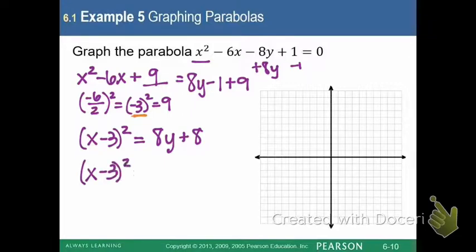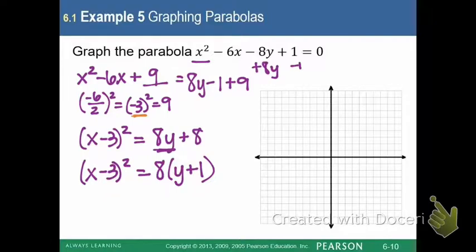So then my last step to get this into standard form: the left side is good. x minus 3 squared equals. Over here, I have to take out whatever is in front of that variable. So I have to take out an 8 here, which leaves me with y plus 1. And so now this is in standard form, and now I can graph it.